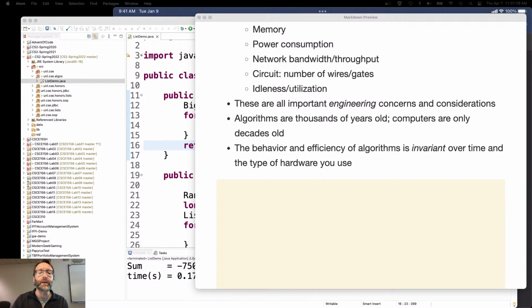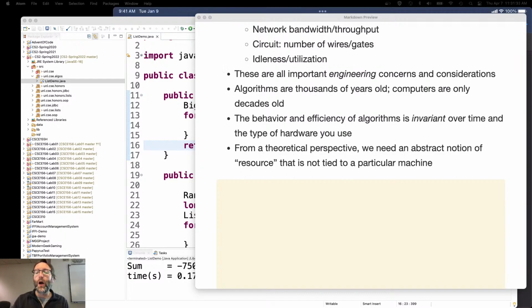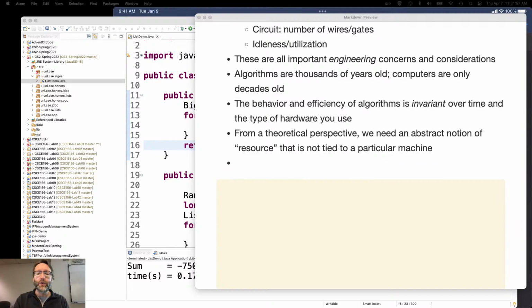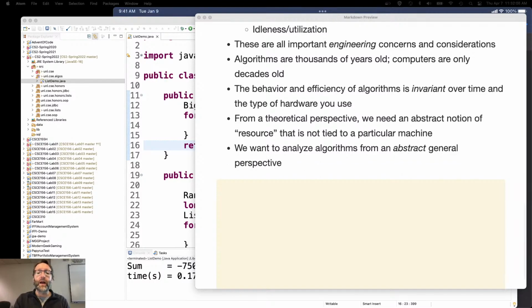From a theoretical perspective, we want an abstract notion of what a resource is. So we're not going to concern ourselves with engineering details like the number of wires or the network or how fast a particular operation is on this computer versus that computer versus how fast Euclid can do it on a piece of papyrus. We don't want to look at it from that point of view. We want to analyze algorithms from an abstract, general perspective. Because an algorithm is invariant.